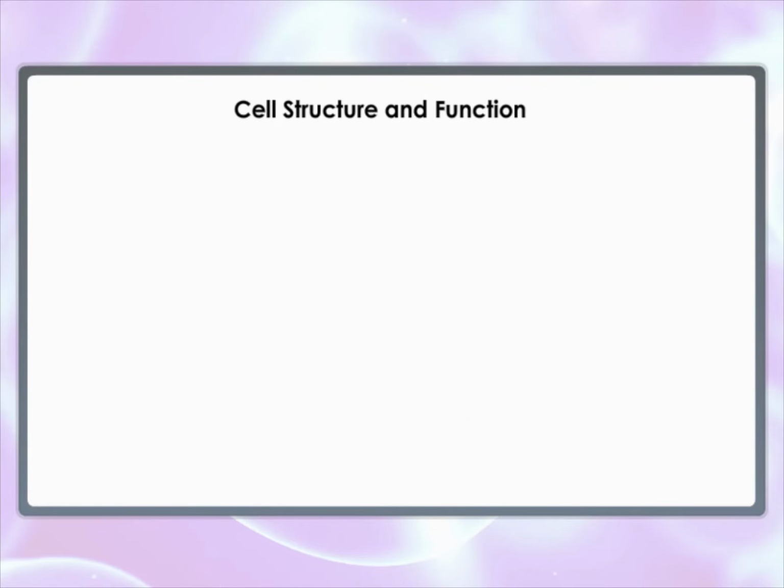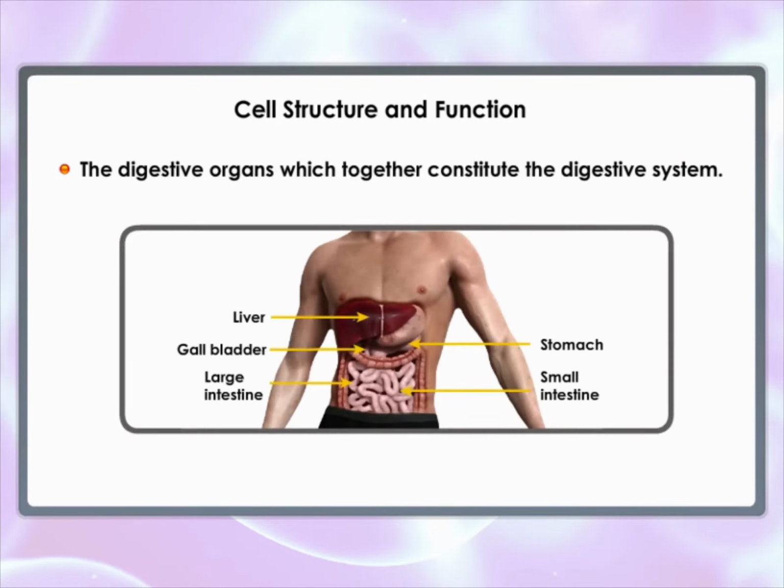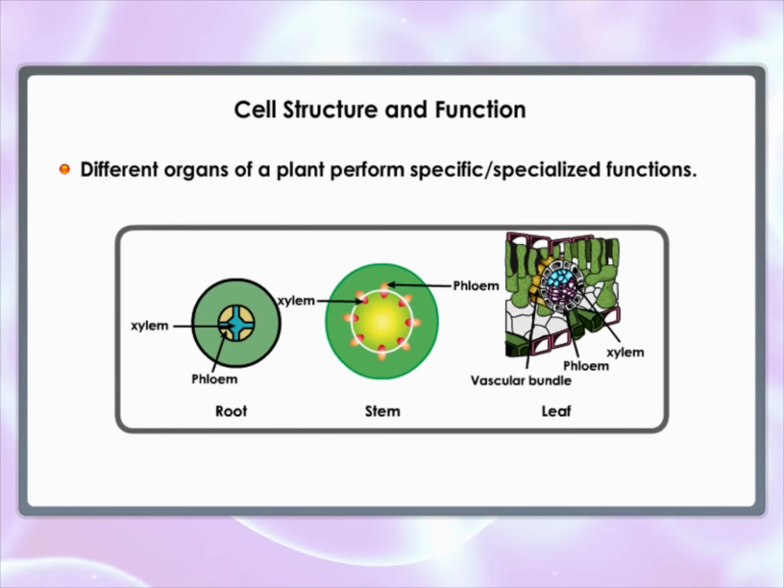Cell structure and function. We have learned that each living organism has many organs. The digestive organs together constitute the digestive system. Each organ in the system performs different functions, such as digestion, assimilation, and absorption. Similarly, different organs of a plant perform specific or specialized functions. For example, roots help in the absorption of water and minerals. Leaves are responsible for synthesis of food.